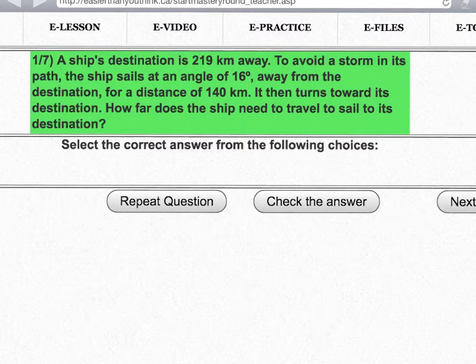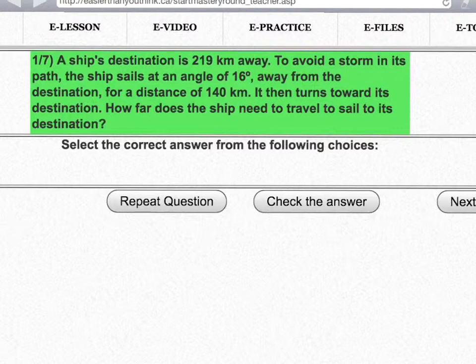Okay, the first problem here, the mastery. You have a ship which is 219 kilometers away from its destination. There is a storm. To avoid the storm, the ship sails at an angle of 16 degrees away from the destination for a distance of 140 kilometers. It then turns toward its destination. How far does the ship need to travel to sail to its destination? So draw the diagram and see if you can solve the problem.